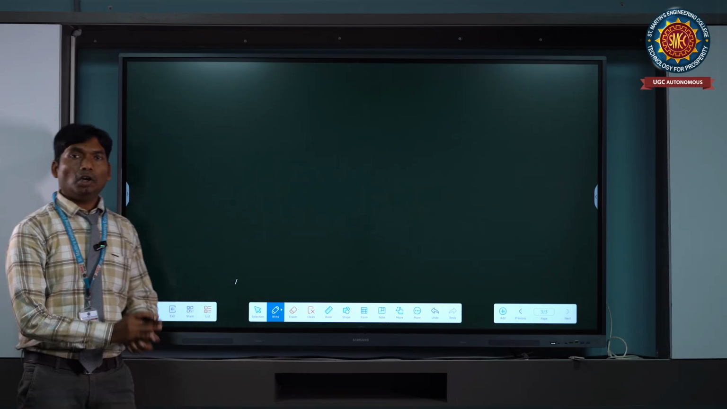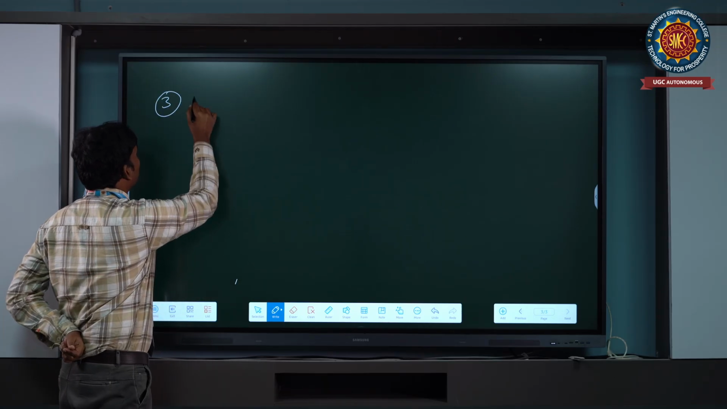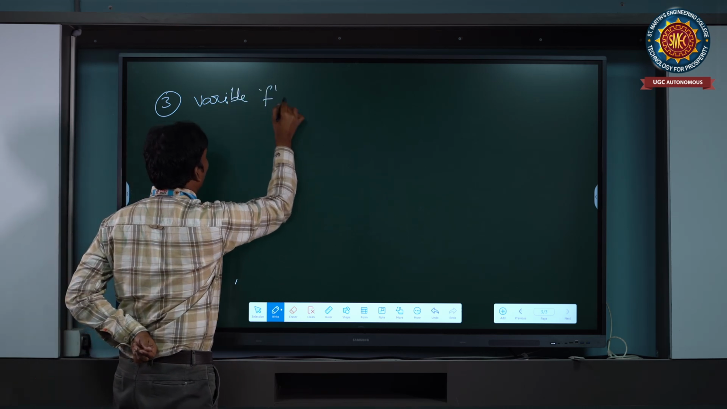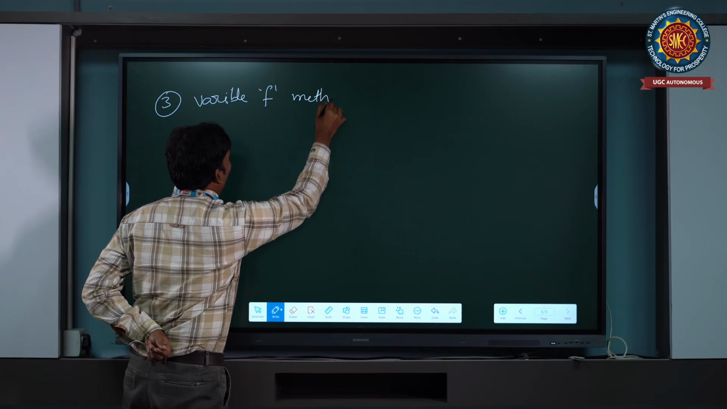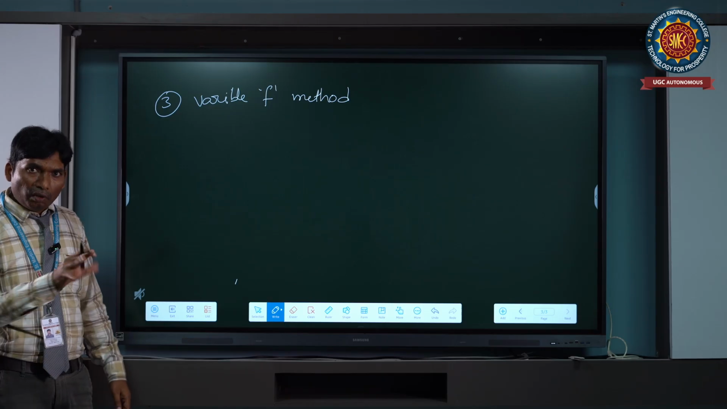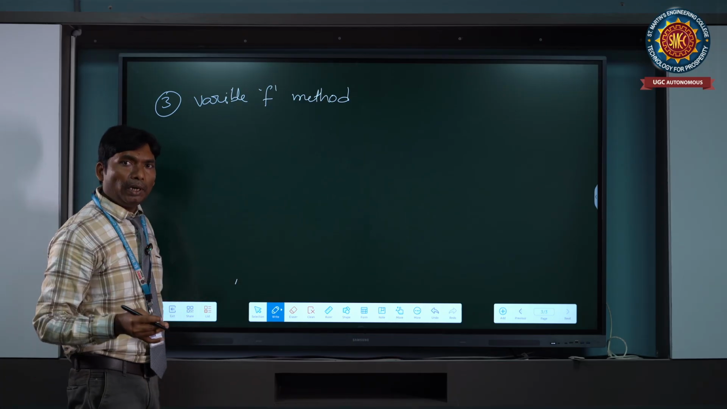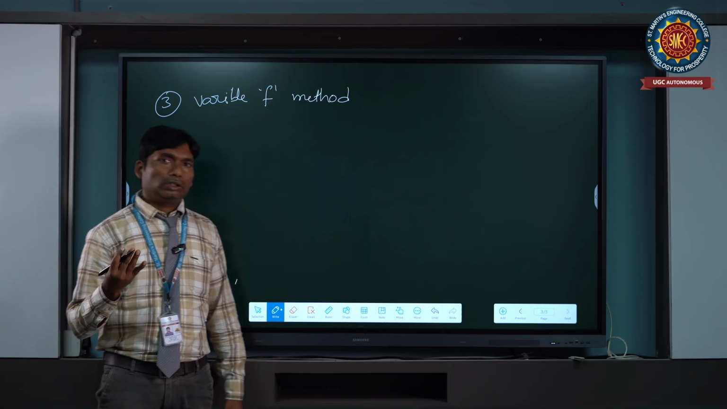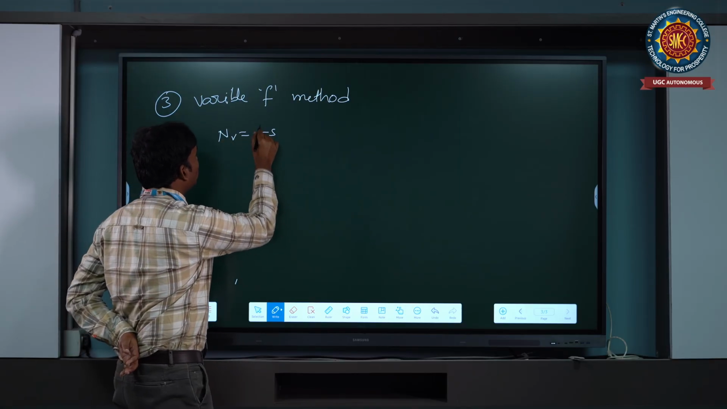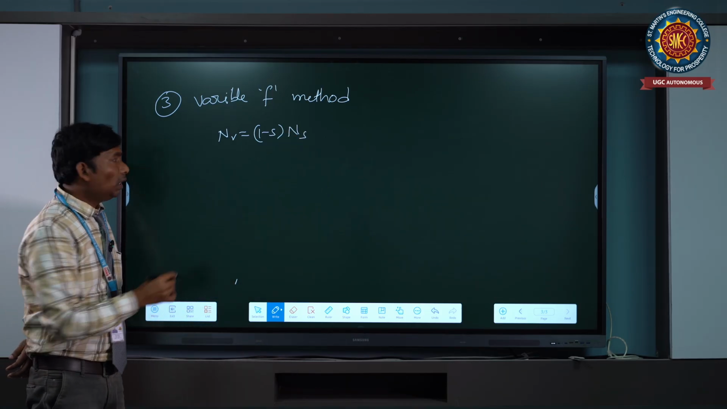Next, another method. The third method is the variable frequency method. In this method, we can control the speed of the induction motor by varying the frequency. We know the relation between slip, synchronous speed and rotor speed: Nr equals (1 minus S) into Ns.